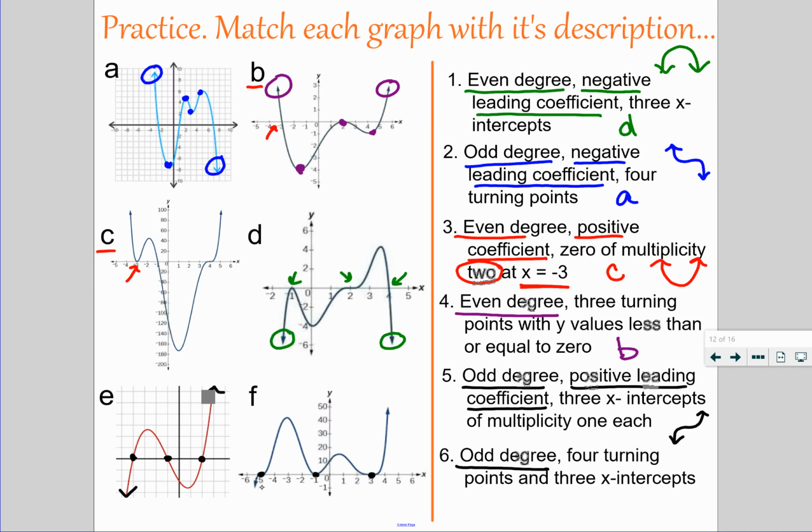But if you look at graph F, there are a couple places where we're turning around on the x-axis, which means the multiplicity is even. It can't be 1. It can't be odd. So that means this must be E. And then finally, the last one, we want an odd degree with 4 turning points. F, if I label them, there are actually 4 turning points here. 1, 2, 3, 4, and 3 x-intercepts, which we already said. So that's graph F.